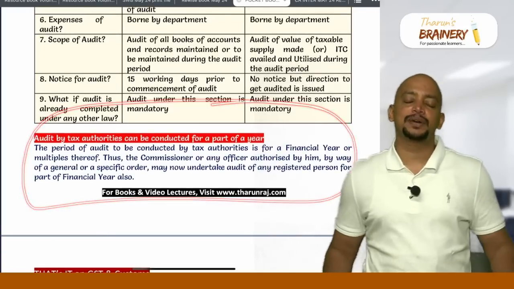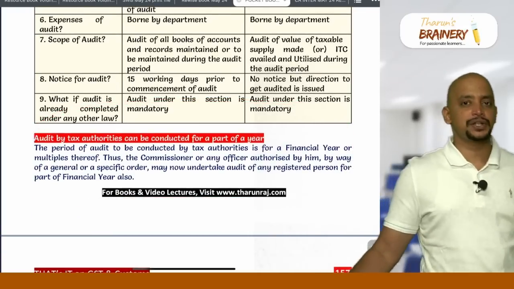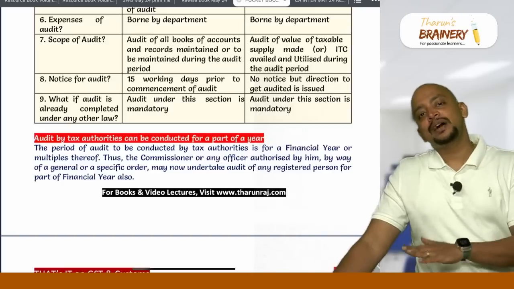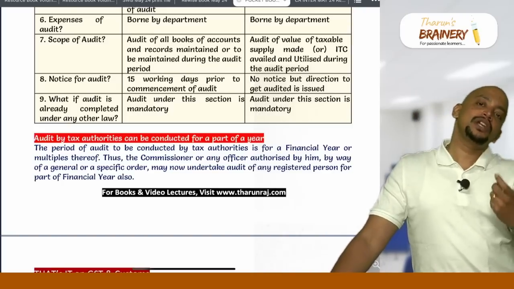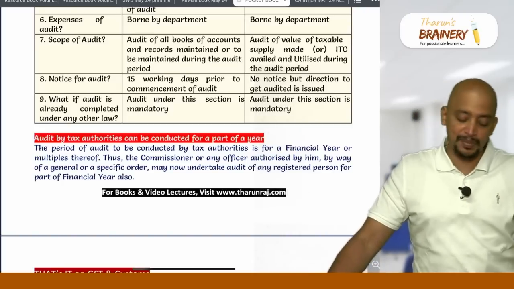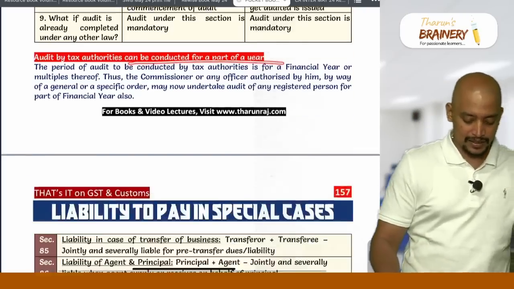Yes, it can be done for a part of the year. For example, we made registration only in the month of July. July to March is not even a year. But for July to March, can the audit be conducted? Yes, for part of the year also audit can be conducted.